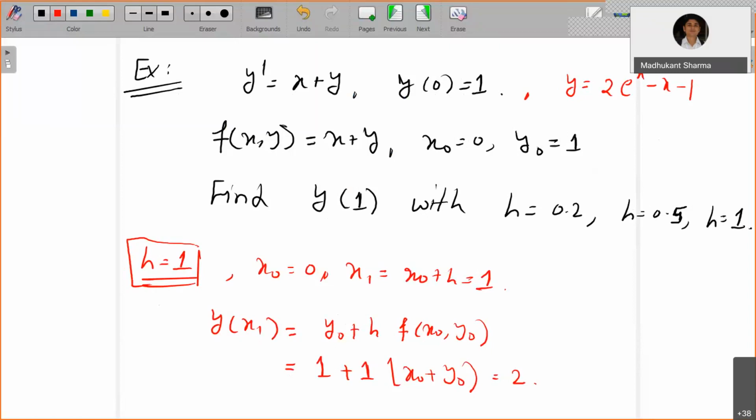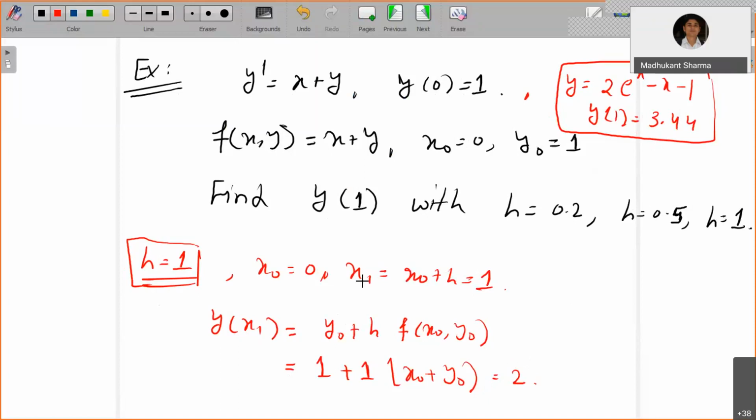So y at 1 is going to be 3.4365 something, so 3.44. So this is the analytical solution. You can certainly look at the error here. The approximated value by Euler's method is 2, and the analytical value is 3.44. So that difference is 1.44 in absolute terms.